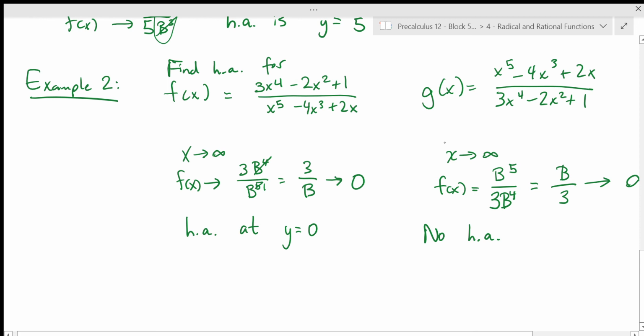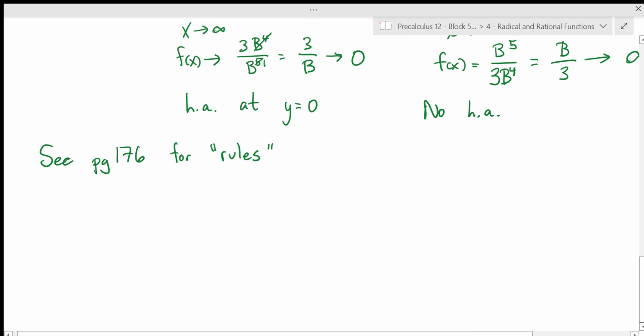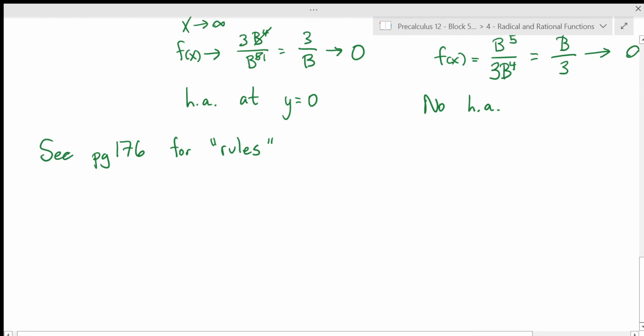So if you'd like to see the rules, please see page 176, which gives you the rules. You can always use this calculation involving b to work it out. However, if you prefer to memorize rules, there are some lovely rules for you to take a look at regarding what the degree of the highest degree term is. You still have to look at the highest degree term, but then you can figure it out depending on whether it's in the numerator, denominator, or whether it's the same.